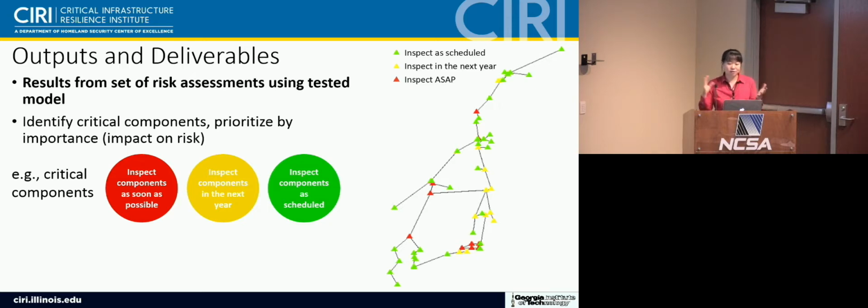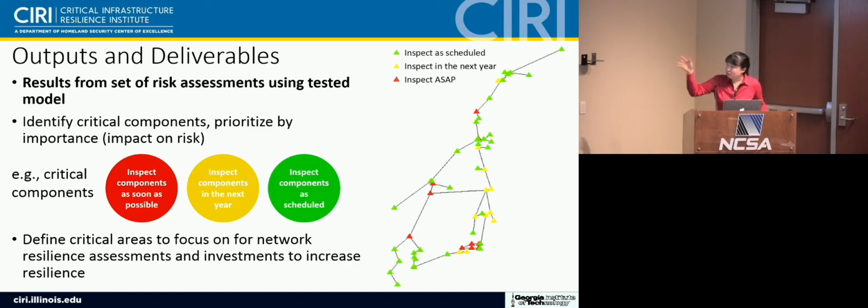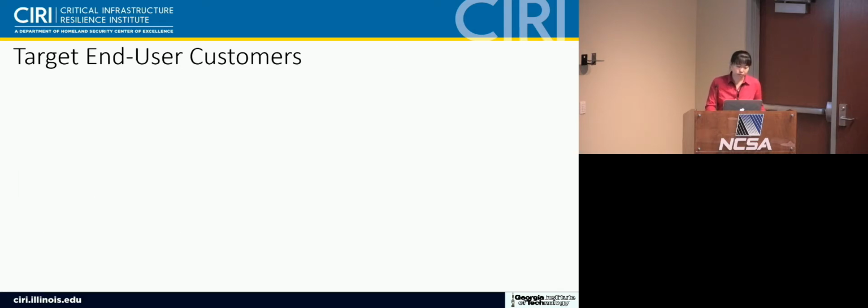But the key is to have this tested model now. Now that we have it, we can really play with it however we want. We're hopefully going to meet with the city soon to share some of the initial results and also find out more about what types of risks they're particularly interested in. This really helps us define these critical areas to focus on for network resilience assessments, and also where to focus investment to increase resilience of the overall network.